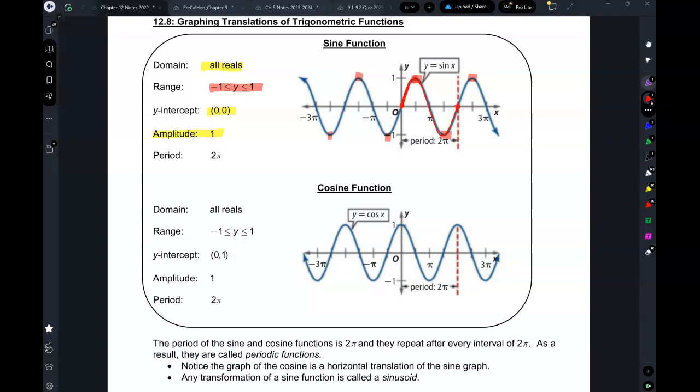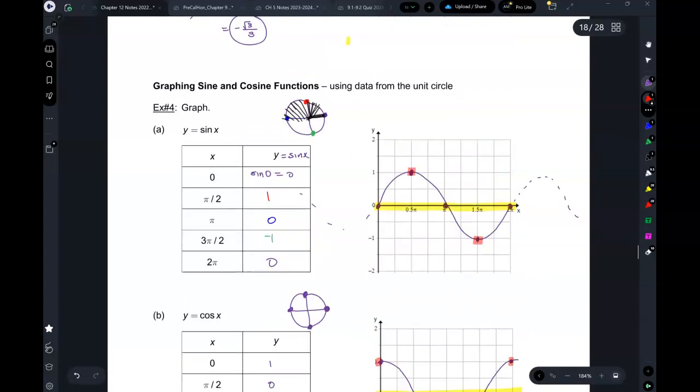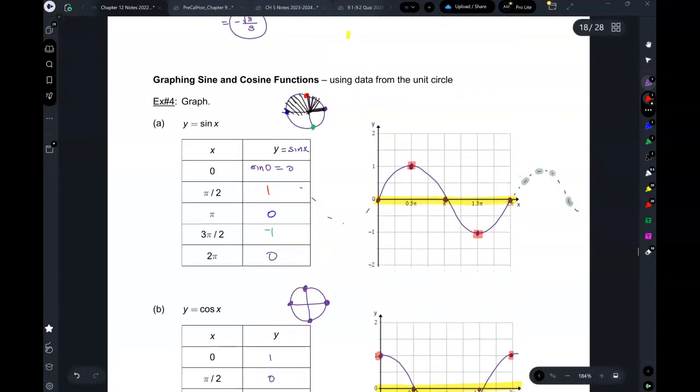So how long did it take for the wave to complete one cycle? Well, we started at an angle of 0 and we ended at an angle of 2 pi. So the length that it took to complete one cycle is the period, right? So the period is 2 pi. That's exactly what we saw yesterday, right? We graphed one cycle. We went from 0 to 2 pi. So it took a length of 2 pi for this to complete one cycle.